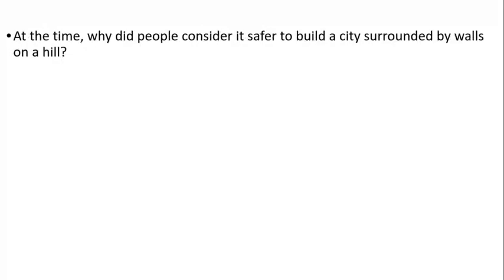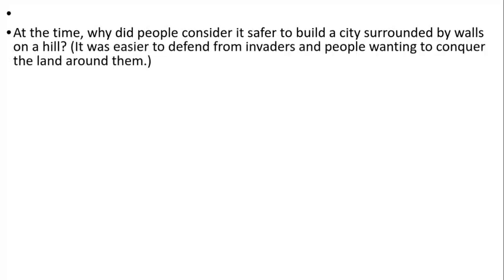It's located in Europe. At the time, why did people consider it safer to build a city surrounded by walls on a hill? It was easier to defend from invaders and people wanting to conquer the land around them. Describe what you see here. What is this text feature called? What does it show us?